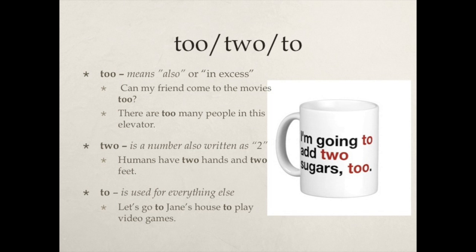T-W-O is a number, okay, the number 2. Humans have 2 hands and 2 feet, okay? It's when we're counting, we use T-W-O. T-O is basically used for everything else. Let's go to Jan's house to play video games.